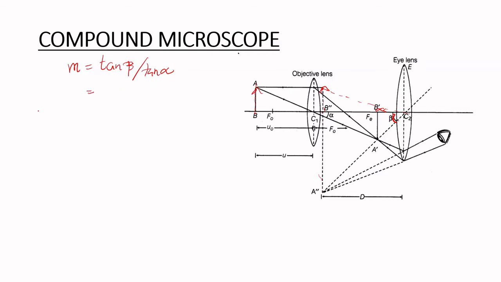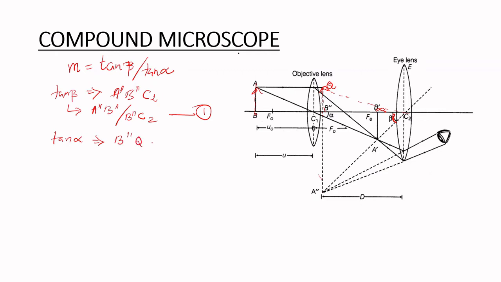So what is tan beta from the triangle A double dash B double dash C2? Tan beta is equal to the opposite side, A double dash B double dash, divided by B double dash C2. That is tan beta. Similarly, we will find tan alpha from the triangle. This height is AB, so this height also will be AB. We can give a new name, B double dash Q, for the triangle B double dash Q C2. So from there, tan alpha is equal to B double dash Q divided by B double dash C2.